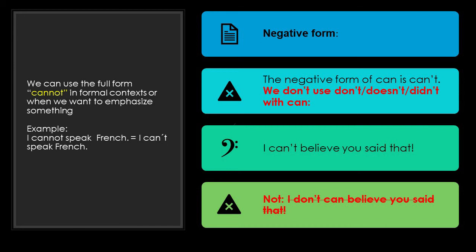When we use cannot, it is for formal contexts or when we want to emphasize something. For example, I cannot speak French. It is the same if I say I can't speak French. This is for the negative form.